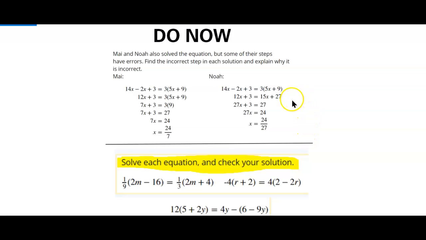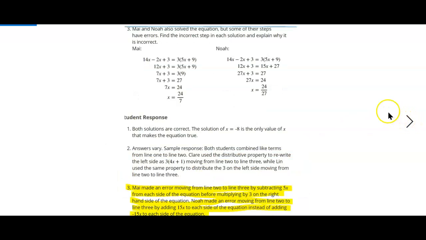All right, so this video is covering the do now from the 26th of March. So this is the original do now here with the challenges and the questions. Let's go and look at some of the answers. It says, Mai and Noah also solved the equation, but some of their steps have errors. Find the incorrect steps in each solution. Explain why it is incorrect.